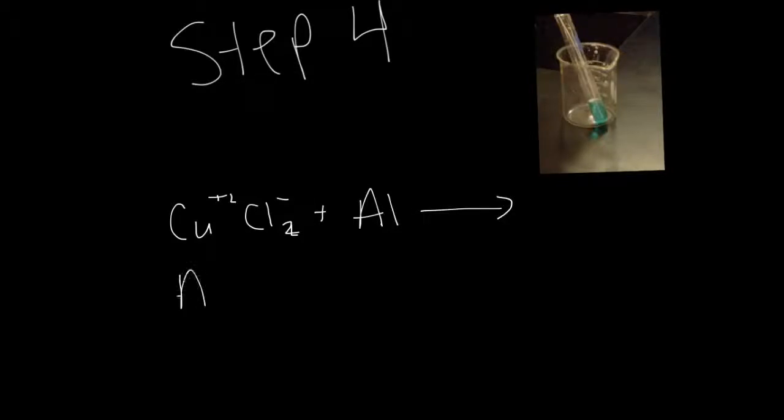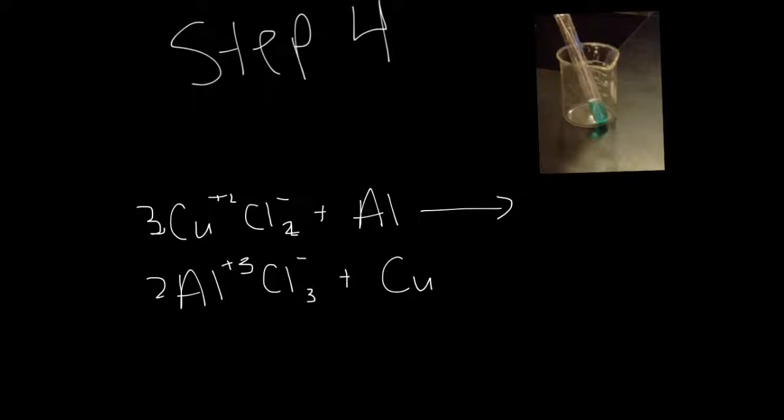Next, we took the copper 2 chloride and added an aluminum wire. This formed aluminum chloride and copper. And to balance this, we have 1 copper over here, 1 copper over here, 2 chlorines and 3 chlorines. So we have to make that 6 on each of them.